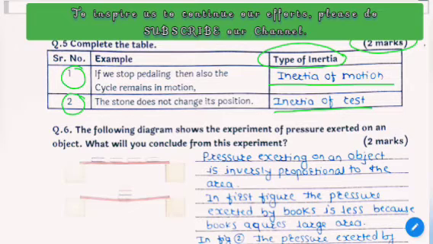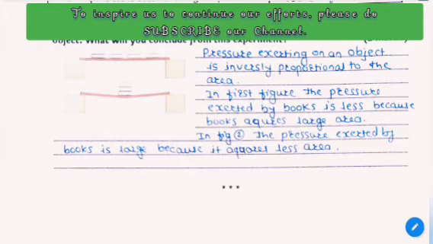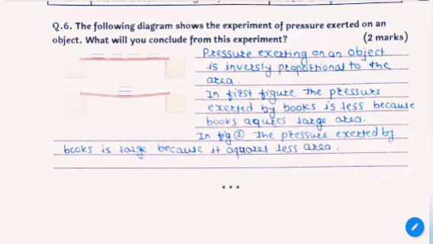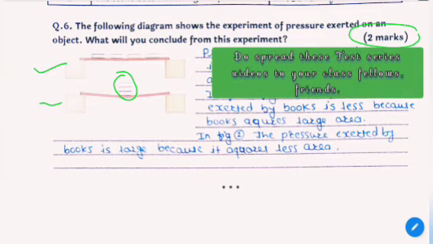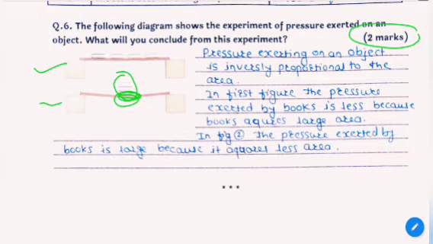Now the last question of this test is: the following diagram shows the experiment of pressure exerted on an object. What will you conclude from this experiment? It also has 2 marks. You can observe that when books are placed spread out on the wooden plank, the plank does not tilt. Here books are placed one on top of the other, then this wooden plank tilts or bends. So we can say that pressure exerted on an object is inversely proportional to the area.